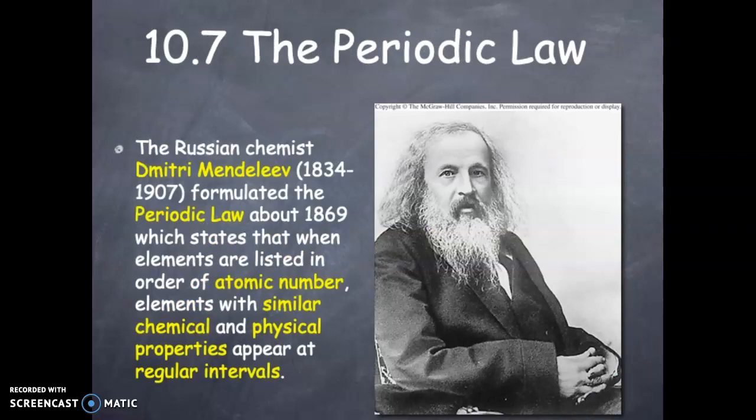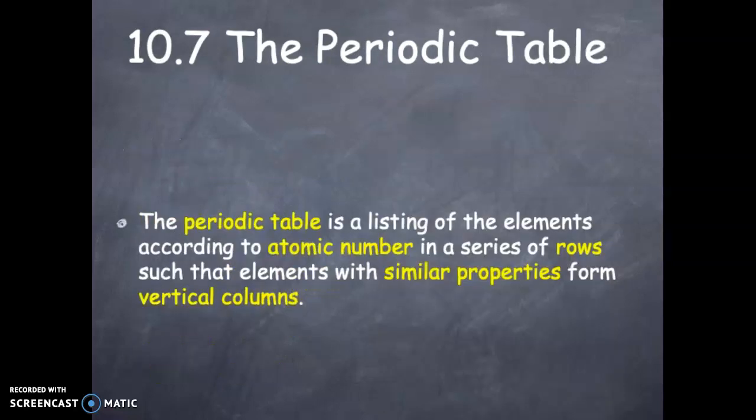Now, the periodic law was discovered by Mendeleev, and it carries his name. It was originally based on atomic weight, but now we know it is truly based on the atomic number. The periodic table is a listing of the elements according to atomic number, although originally they tried to do it with atomic weight. But now it's atomic number.